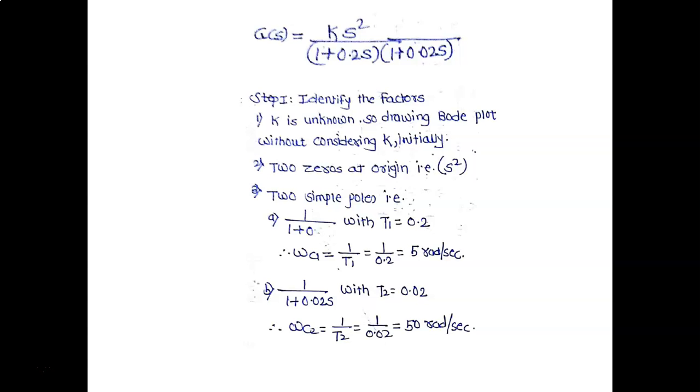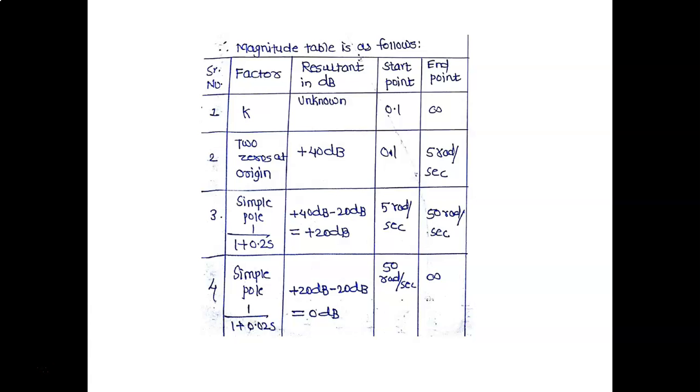Now we will write down the magnitude plot table. The columns are serial number, factors, resultant slope in dB, start point, and end point. The first factor is K. Its slope is always 0 dB, starting point is 0.1, end point infinity. It is parallel to the x-axis. Now the second factor, 2 zeros at origin, that is s². It contributes a slope of plus 40 dB per decade. Starting point is 0.1, end point is 5 radian per second.